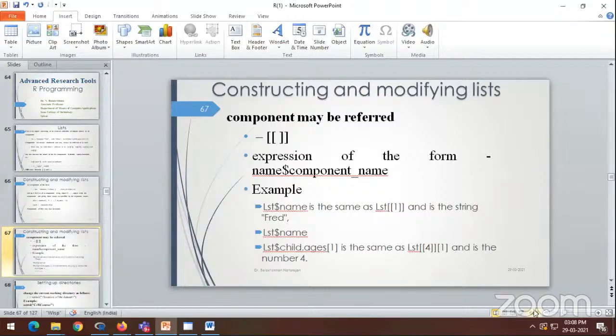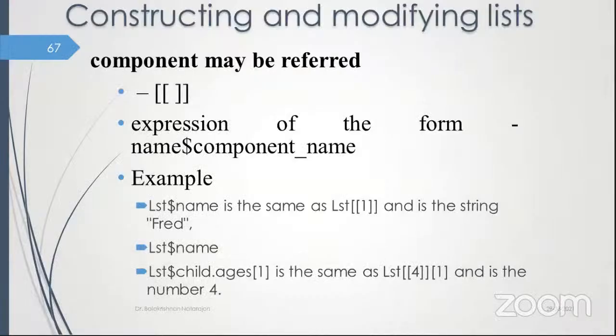And in referring to the components, there are several different ways. One, you can refer to it by double square bracket, and another one, you can access the component like this: name followed by the dollar symbol and the component name. Previously I created LST as a list, and I can access the component. In your LST dollar name, you get the value. Either you can refer to it like this or like this. Similarly, child.age is another component of LST. Either you can refer to it.